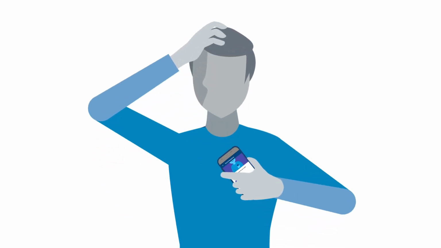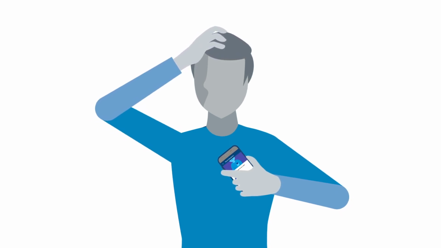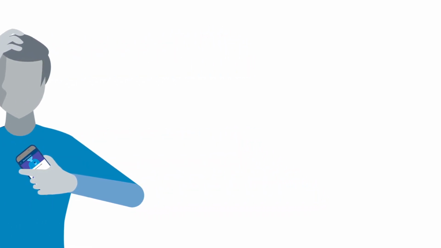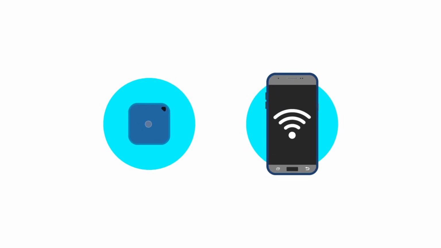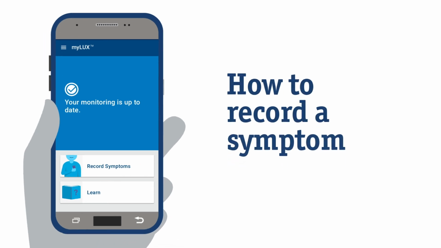If requested, you'll use the myLUX patient app to record symptoms like fainting or shortness of breath. To make sure your app can record data from your ICM and transmit it to your clinic, be sure to keep Bluetooth on and keep connected to Wi-Fi or cellular data. When you experience a symptom, your team has asked you to record it. Try to record the symptom as you are experiencing it or immediately thereafter.